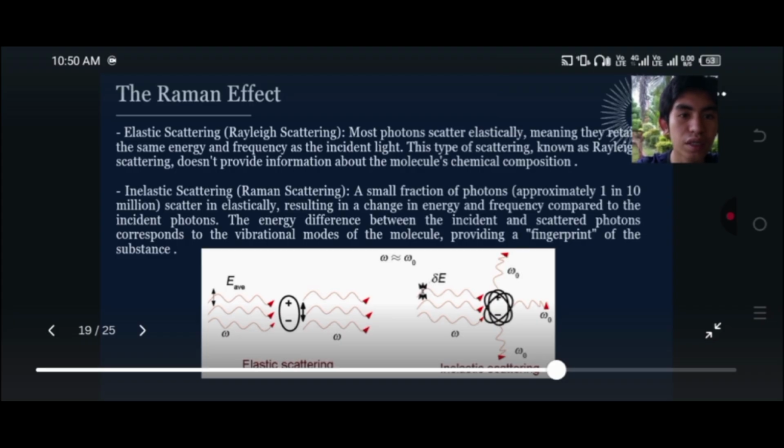On the other hand, in inelastic scattering or Raman scattering, a small fraction of photons, approximately 1 in 10 million, scatter inelastically, resulting in a change in energy and frequency compared to the incident photon. The energy difference between the incident and scattered photons corresponds to the vibrational modes of the molecule, providing a fingerprint of the substance.